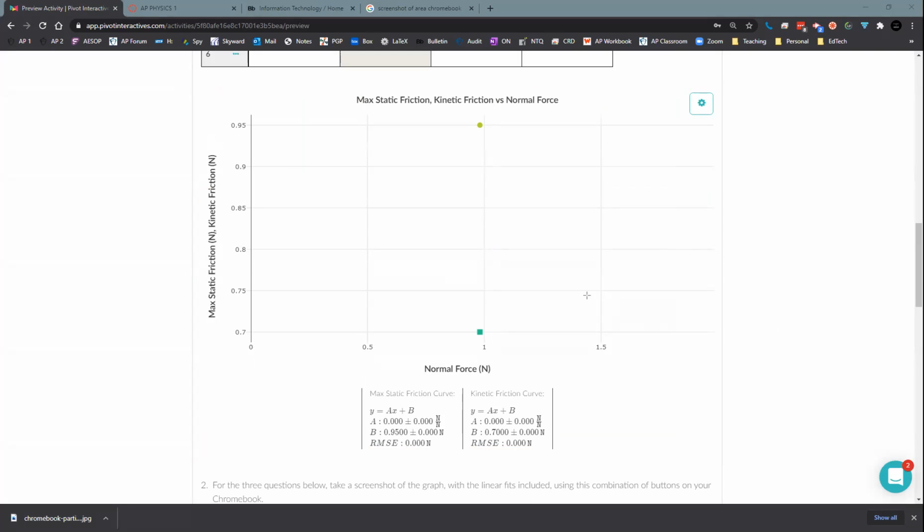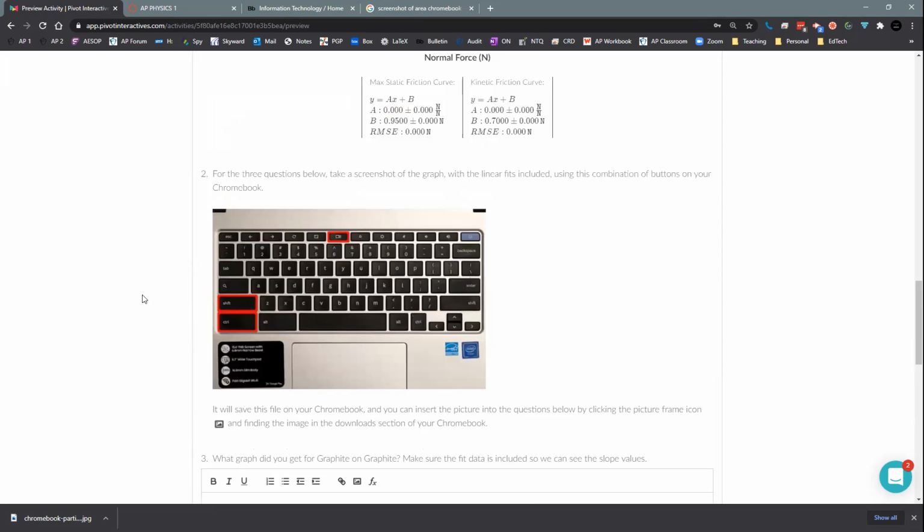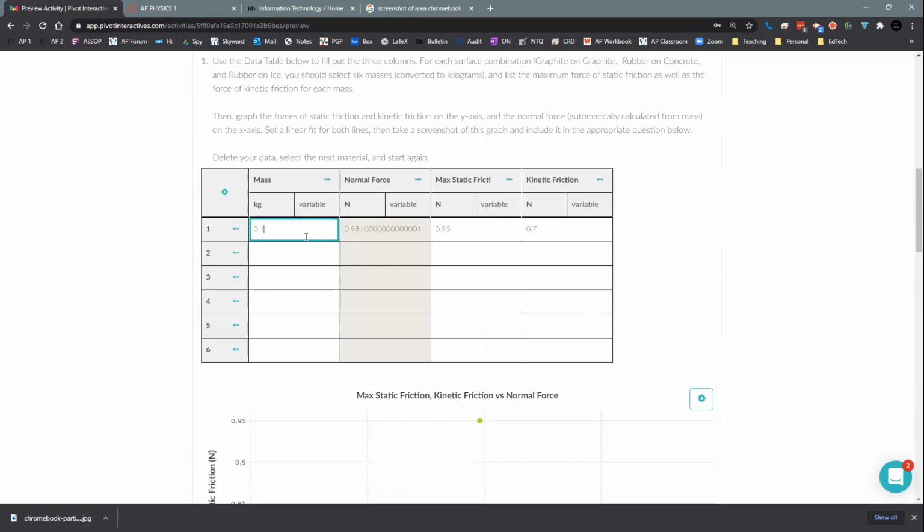Once you've got that screenshot, again, I included directions below, you are going to insert that screenshot into, here would be graphite on graphite, here would be rubber on concrete, here would be rubber on ice. So once you get your data, you take the screenshot, you input it down here, you then go to this data table, delete all your data, and do this again for your other 2 remaining surface types until you've got all 3 graphs. Answer the 2 questions at the end, and you are done for this week's lab.